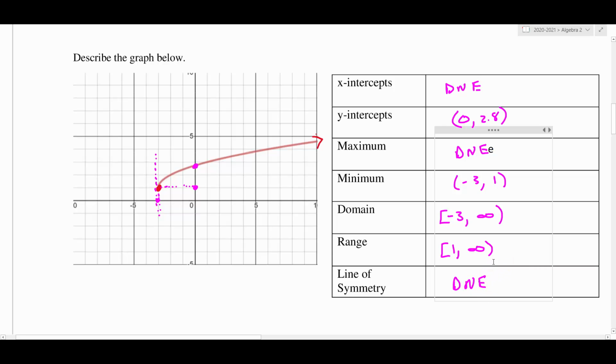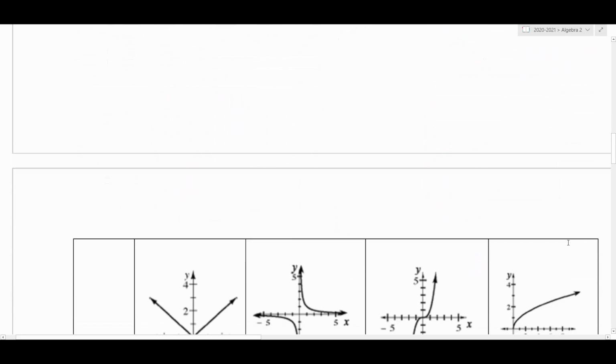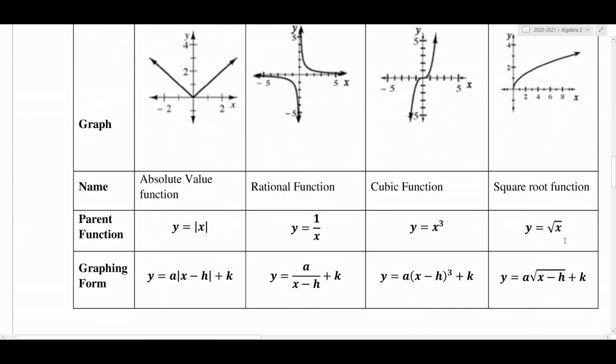All right, guys, so let's get back to transformations of graphs. All right, so again, this is our table that kind of summarizes all of our very important information. We have our parent functions here, the graphing forms for each of the different types of functions that we discussed the other day. And essentially, you're going to see 3 types of problems. I might give you a description and ask you to write an equation.